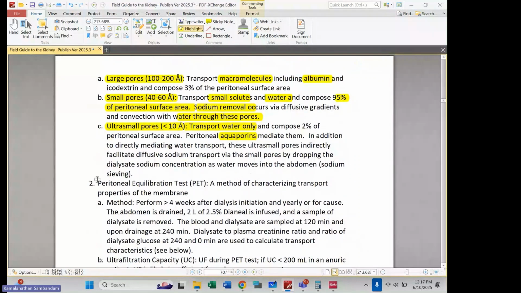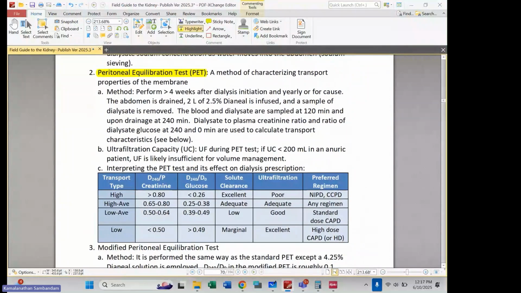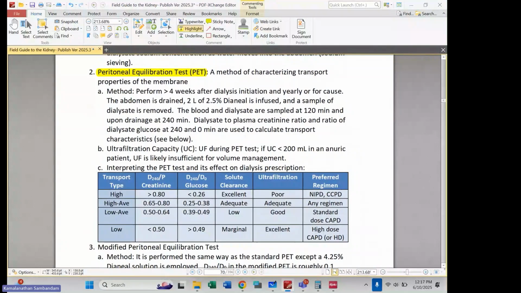So let's then move to the peritoneal equilibration test. That certainly has, I would say, more clinical relevance than talking about the 3-pore model of peritoneal transport. We perform these studies after a patient, let's say, hits stride in peritoneal dialysis, after they're initiated on peritoneal dialysis. We give them at least about a month before we perform a peritoneal equilibration test, and then once a year on average, okay?